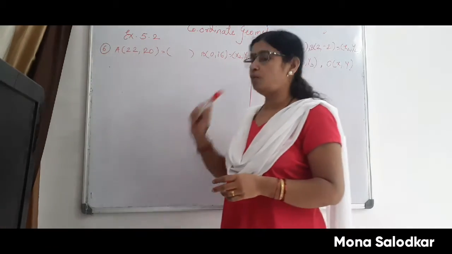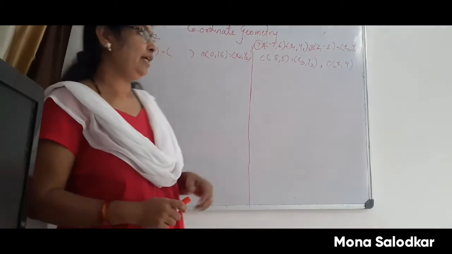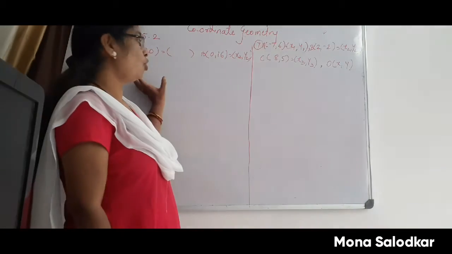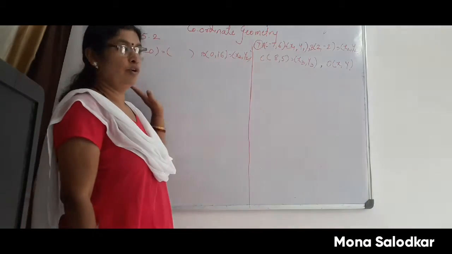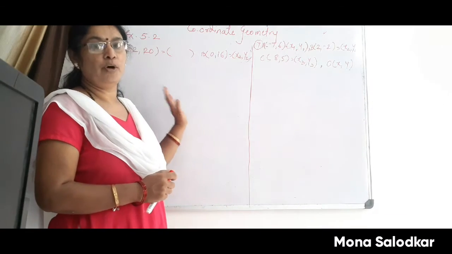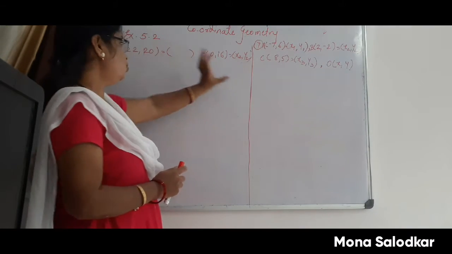Let's see the 6th problem. In the 6th problem, what do you have to find out? Midpoint. Two points A and B are given. You have to find out the coordinates of the midpoint. So for the coordinates of the midpoint, which formula do you have to use? Midpoint formula.